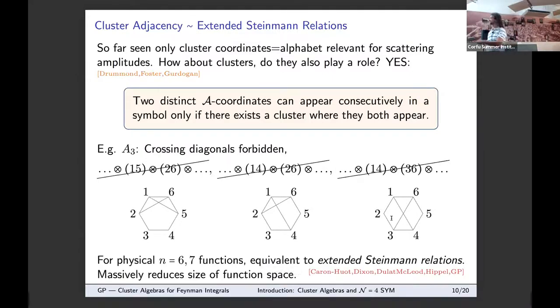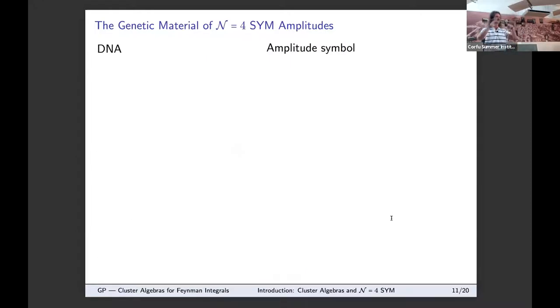We have a physical understanding, through the work of my collaborators and myself, about this particular absence of forbidden letters. Because it's related with Feynman relations, and it turns out that it implies the rest. But very importantly, it massively reduces the size of candidate amplitudes, and that's why it gives you so much power.